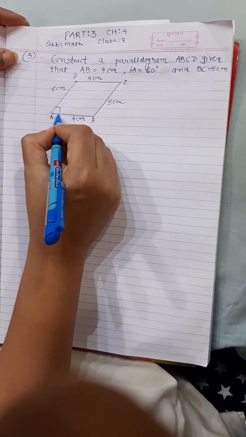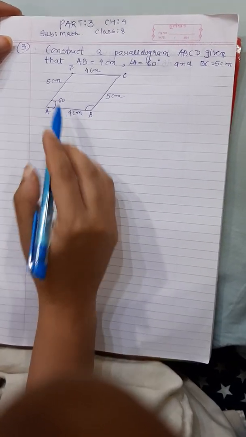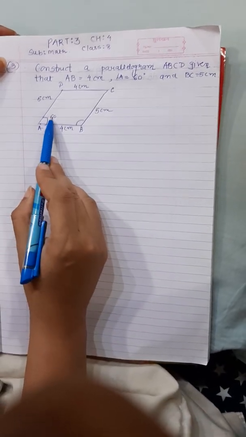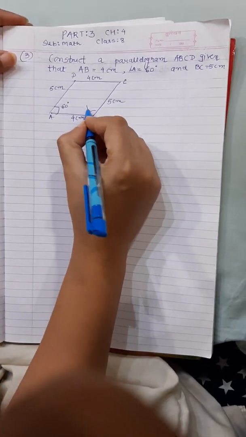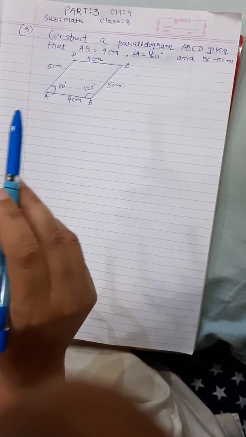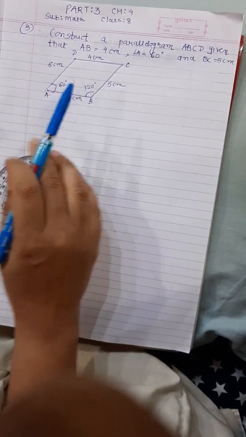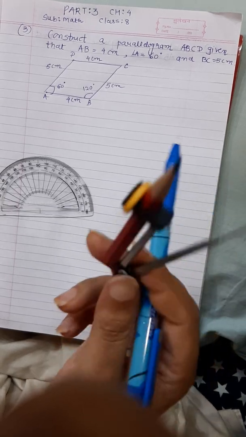Now angle A is given 60, so what will be angle B? If you remember, co-interior angles sum up to 180. So if angle A is 60 degrees, angle B will be 180 minus 60, so you have to draw angle B as 120. Now angles you can draw using a protractor, and if you know how to draw these angles using a compass, you can draw both. But generally it is expected that you use a compass. I'll be showing both the ways.